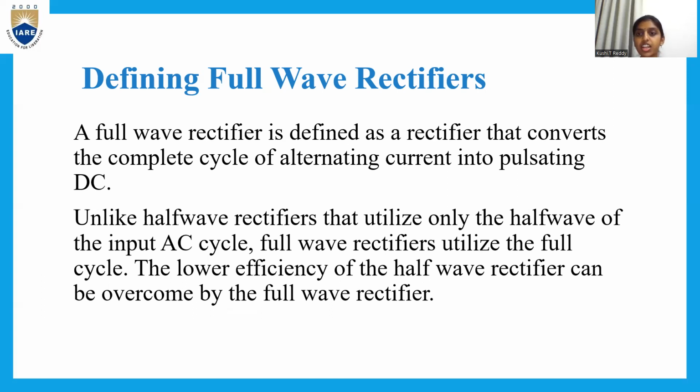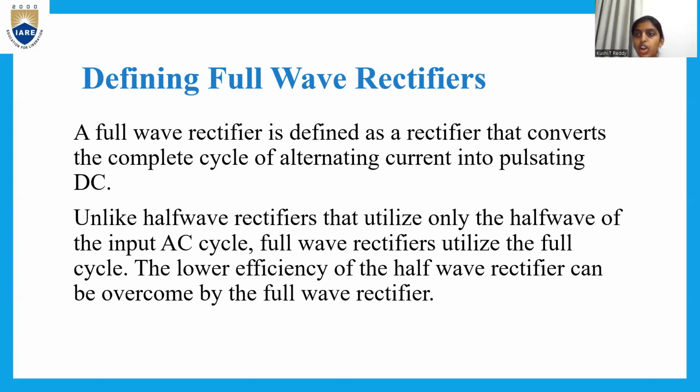Unlike half wave rectifiers that utilize only the half wave of the input AC cycle, full wave rectifiers utilize the full cycle. The lower efficiency of the half wave rectifier can be overcome by the full wave rectifier. So, generally, the basic definition of a full wave rectifier is converting the AC signal, that is alternating current signal, into a DC signal, into a pulsating DC signal.